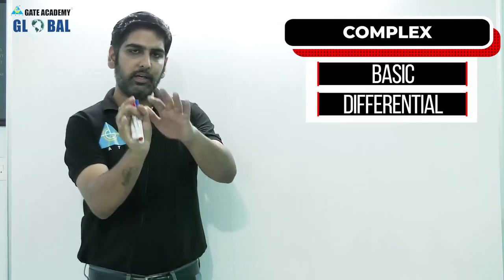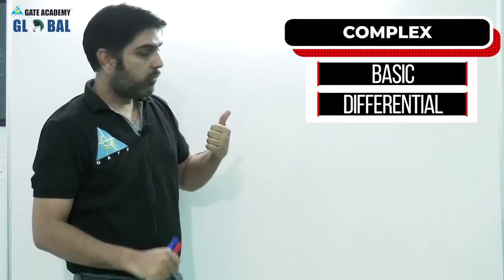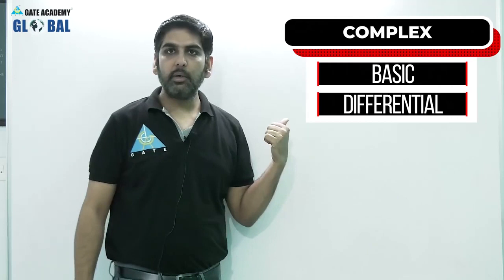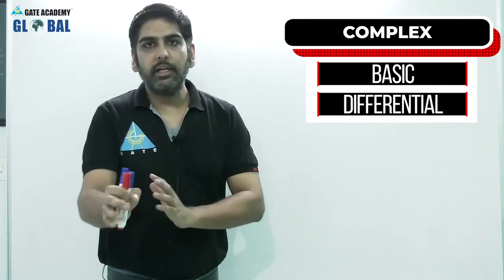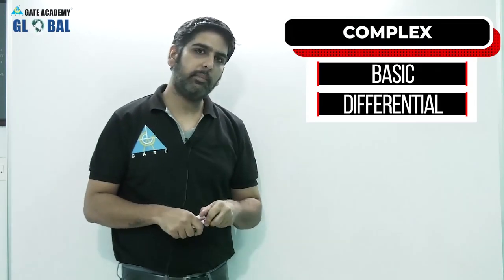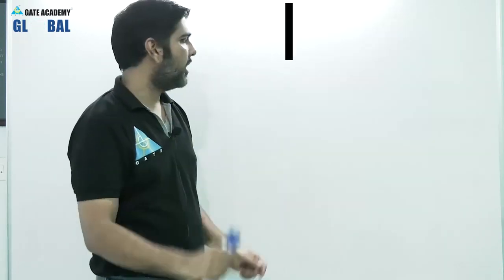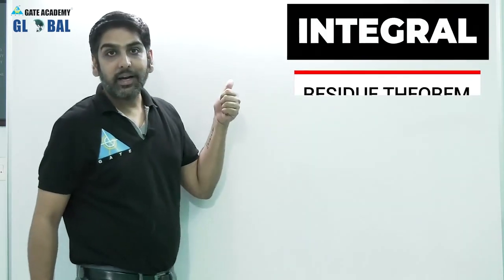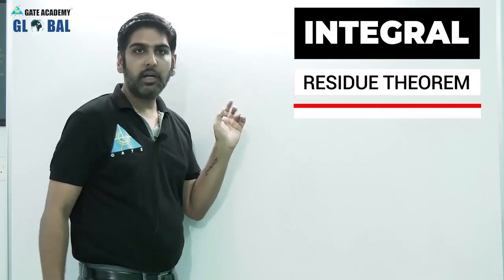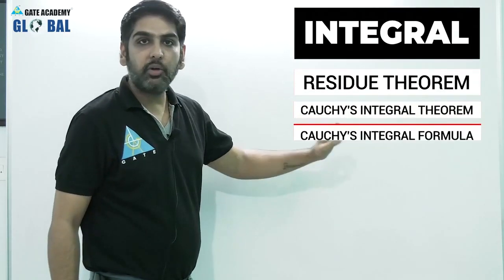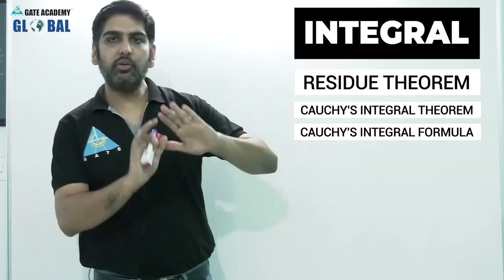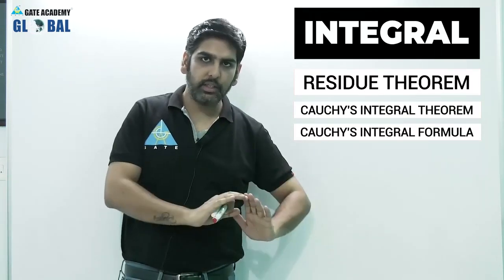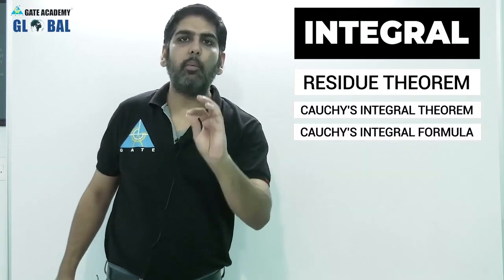So what do we mean? What is this? It is nothing but the differentiation part of complex. That's it. And in the integral part, what will be in the integral part, dear students? In the integral part, we are having, number 1, the residue theorem. Second, Cauchy's integral theorem, Cauchy's integral formula, Cauchy's theorem. So residue theorem, Cauchy's theorem, Cauchy's integral formula, and again the complex integral.